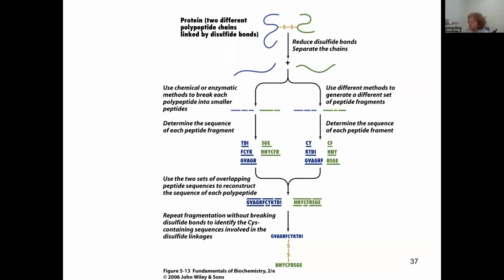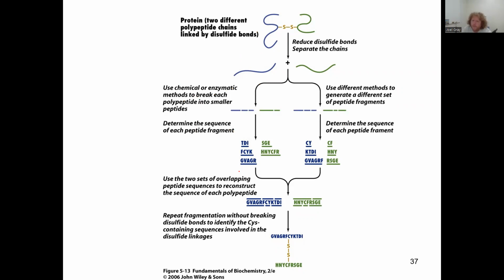So as soon as you've separated these 2 polypeptides by breaking the disulfide bond that exists between the 2 cysteine residues, you're going to use chemical methods to break them down. Chemical or enzymatic methods to break them down. And then you're going to determine the sequence of each of these individual peptides.